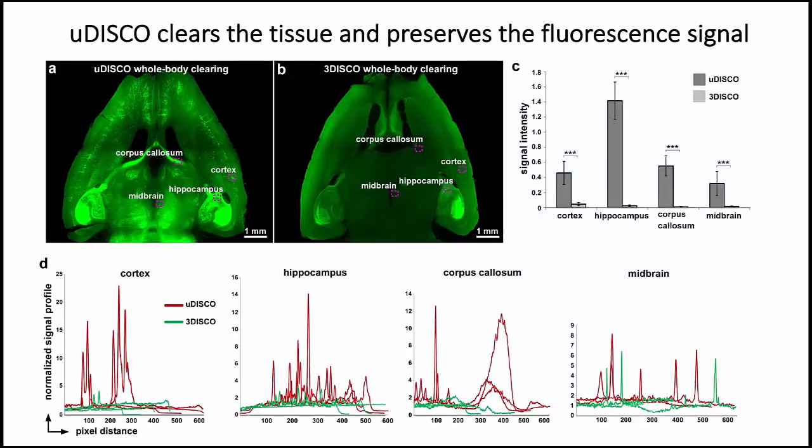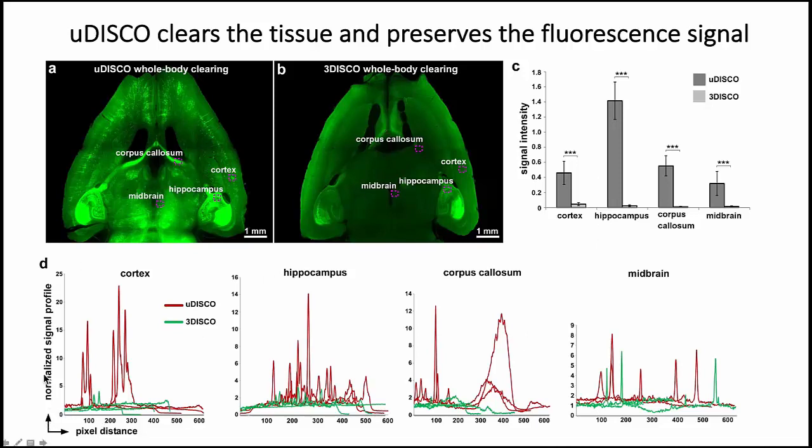So how does uDISCO perform? This is the brain after uDISCO whole body clearing versus 3DISCO whole body clearing. You can appreciate the signal throughout the brain. In the uDISCO case, it is very nicely preserved all around, while in the 3DISCO case, you can see only some signal left in the hippocampus, where there is a lot of expression. You can see the quantification of total intensity is very low in 3DISCO compared to uDISCO, and also the contrast is very little in 3DISCO compared to uDISCO.